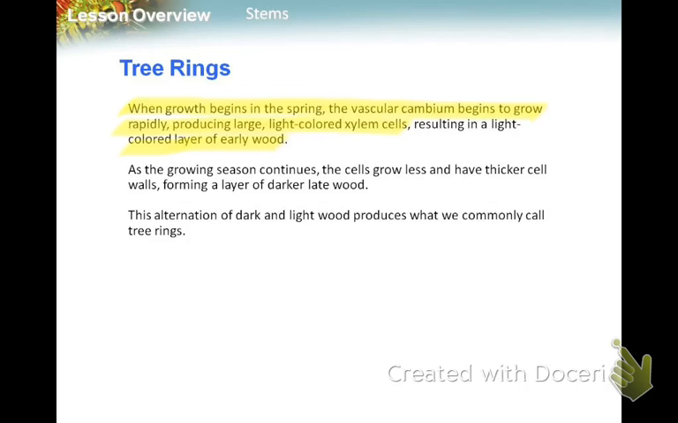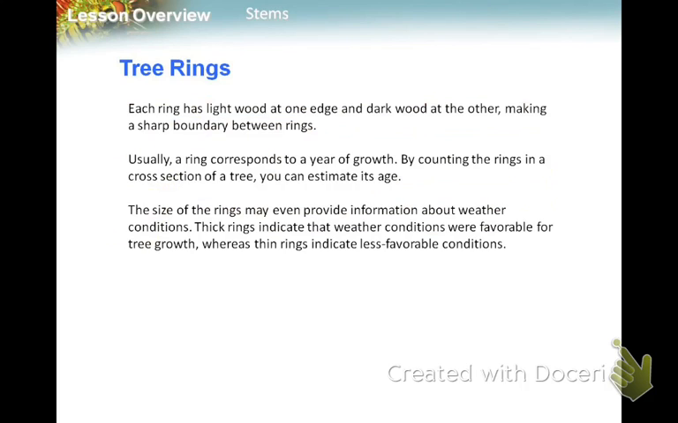As time goes on, during the summer, sometimes there's a drought. Definitely there's less precipitation in the summer, so smaller xylem cells are formed, and they have thicker cell walls. So that's a darker layer of what we call late wood. This alternation of dark and light is what we call tree rings. So every season you see this alternation, and so that's why you can count the tree rings to determine how old a tree is. Each ring has a light wood at one edge and dark wood at the other, so there's a boundary. And like I just said, a ring usually corresponds to a year of growth.